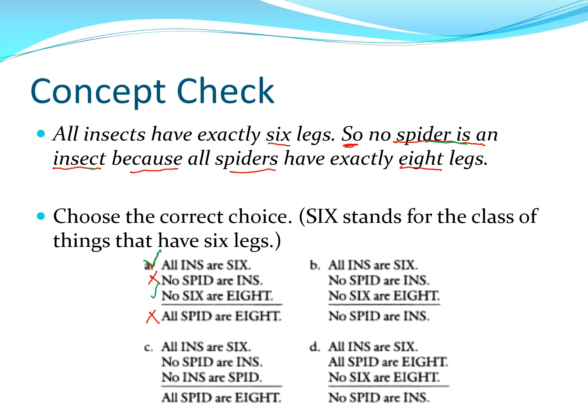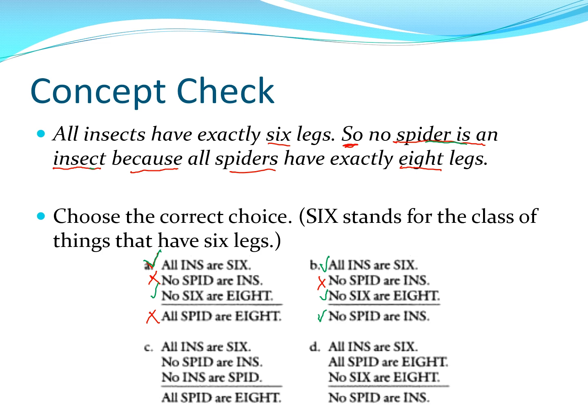Now B says no spiders are insects. Well, that's our conclusion, so that would be correct for the conclusion. But it says all insects are 6. Okay, that is true. So that's another true part. No 6 are 8. That's also true. But no spiders are insects. Well, we don't know that. So that would be incorrect.